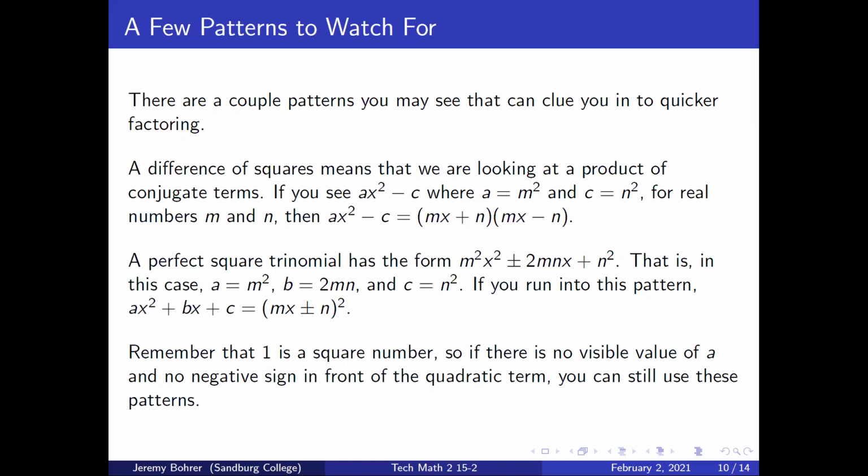A perfect square trinomial has the form m squared x squared plus or minus 2mnx plus n squared. That is, in this case, a equals m squared, b equals 2mn, and c equals n squared. If you run into this pattern, ax squared plus or minus bx plus c equals mx plus or minus n quantity squared. Remember that 1 is a square number, so if there is no visible value of a and no negative sign in front of the quadratic term, you can still use these patterns.